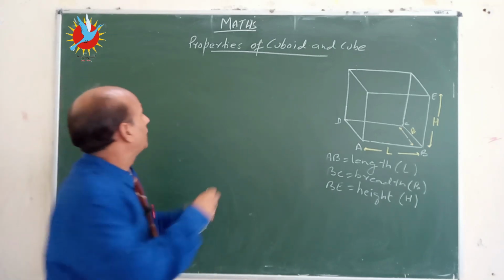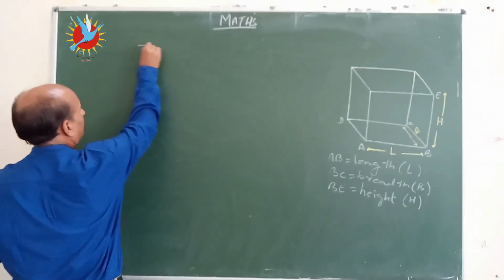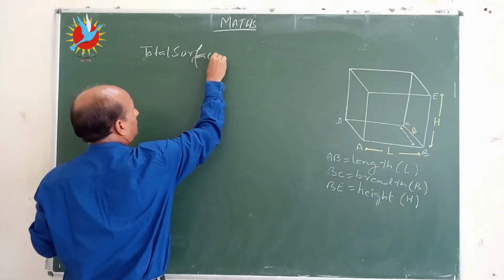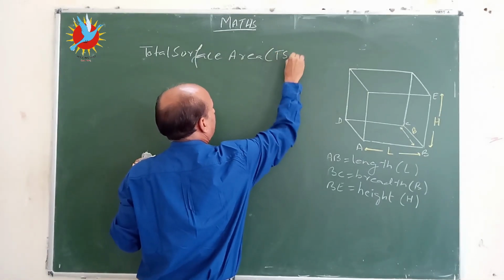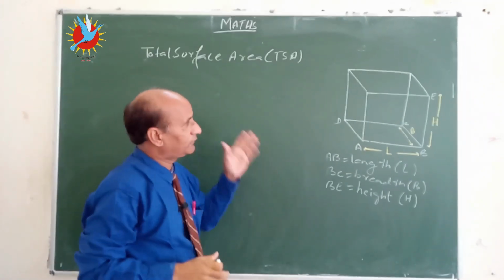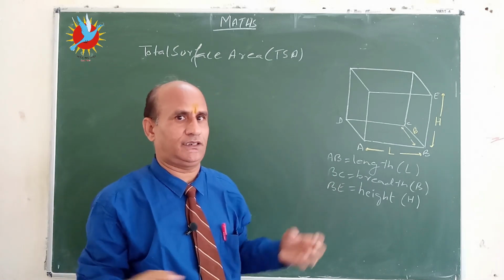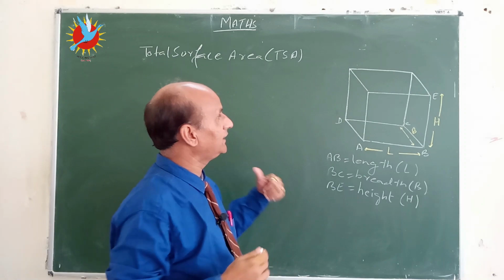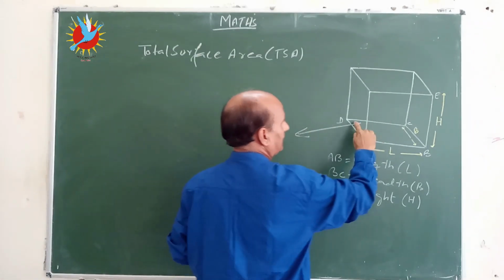So it means we have to find the total surface area, and we will mention it as TSA, total surface area. So we first calculate the area of each surface and then we add all these areas, and we will get the total surface area. So let us consider the area of each surface. Suppose first we will take this base.